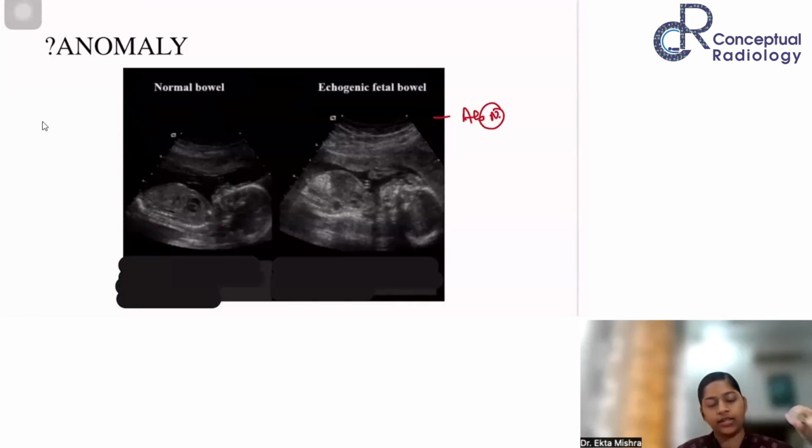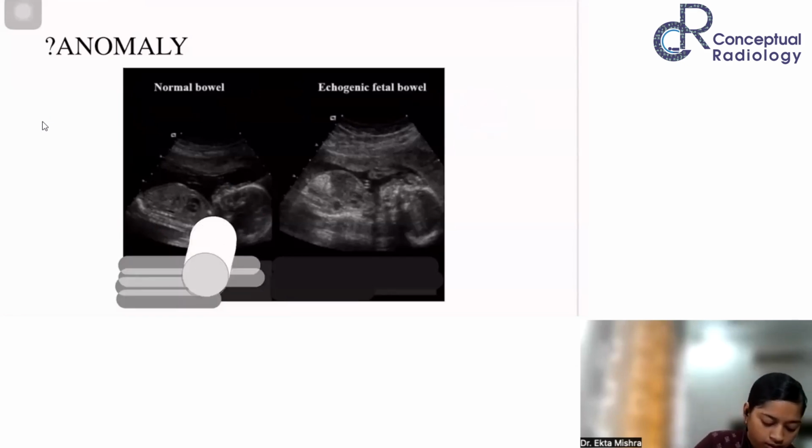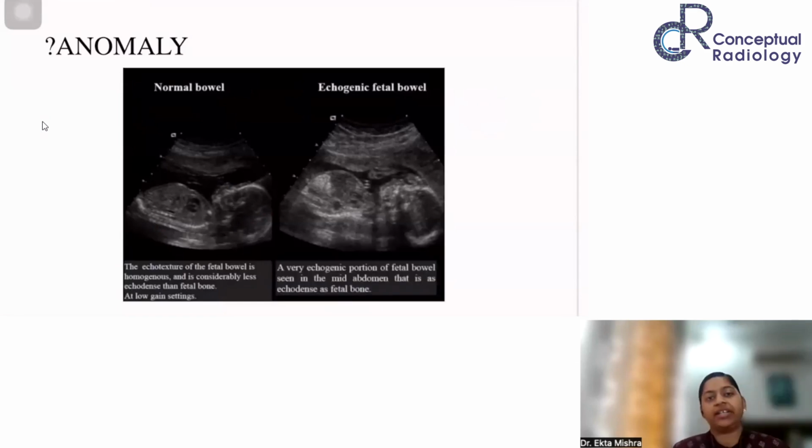As rightly answered, B is showing echogenic bowel. So how do you know that echogenic bowel is echogenic? We have objective criteria to distinguish the echogenicity. The bones basically, whether it is spine or iliac bone, you compare it with the bone. Here the echo texture of the fetal bowel in this region is homogeneous and is considerably less echo-dense compared to the adjacent bone. Whereas in the second part, this bowel is pretty echogenic and it's as echo-dense as the subjacent bone. So it is echogenic bowel.